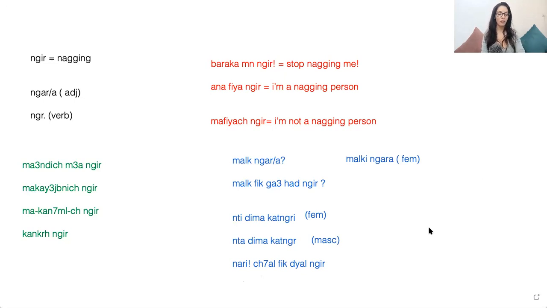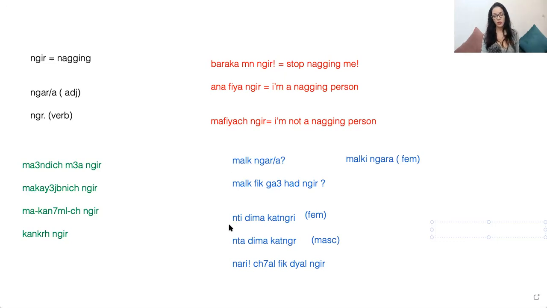Again, this is, of course, not for absolute beginners. That's why I am not explaining the letters and all of that. If you are talking about nagging, you're definitely not an absolute beginner. But there are ones that are as easy as "baraka min gir." It doesn't have any weird sound and you definitely can use it, okay?